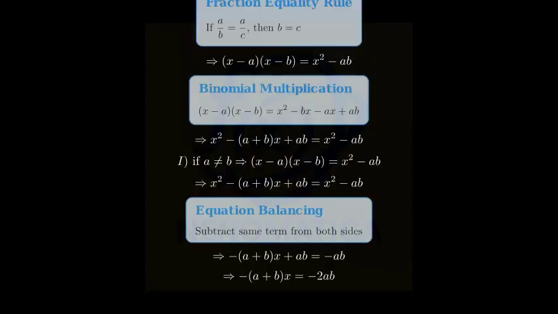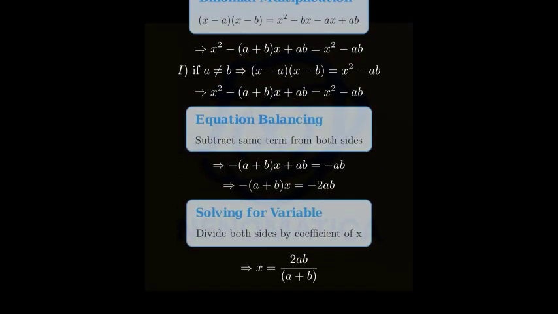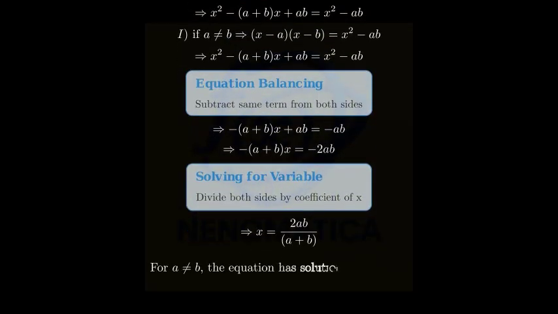Now, let's move all terms to the left side. We get negative a plus b times x plus ab plus ab equals 0, which simplifies to negative a plus b times x plus 2ab equals 0. Now we can solve for x. Dividing both sides by negative a plus b, we get x equals 2ab divided by a plus b. So, when a is not equal to b, the equation has the solution x equals 2ab divided by a plus b. Let's look at our example.